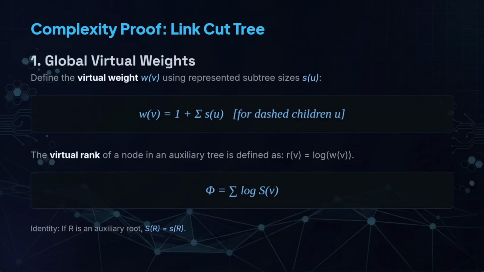Now let's bridge this over to link-cut trees. Link-cut trees represent preferred paths using auxiliary Splay trees. Because paths are physically isolated inside Splay trees, our Splay tree amortized analysis extends naturally to this dynamic forest architecture.